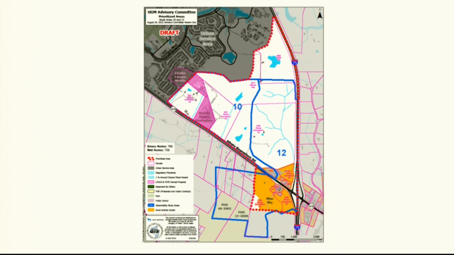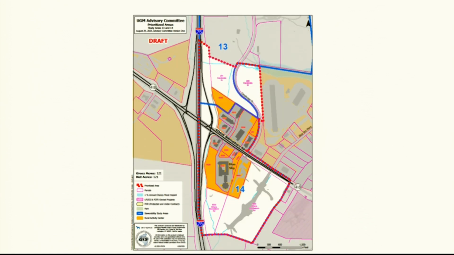And then removing the Brenda Cowan Elementary School property brings it down to a net of 726. And then the final map that we have for you is in the same vicinity, on the other side of Interstate 75.